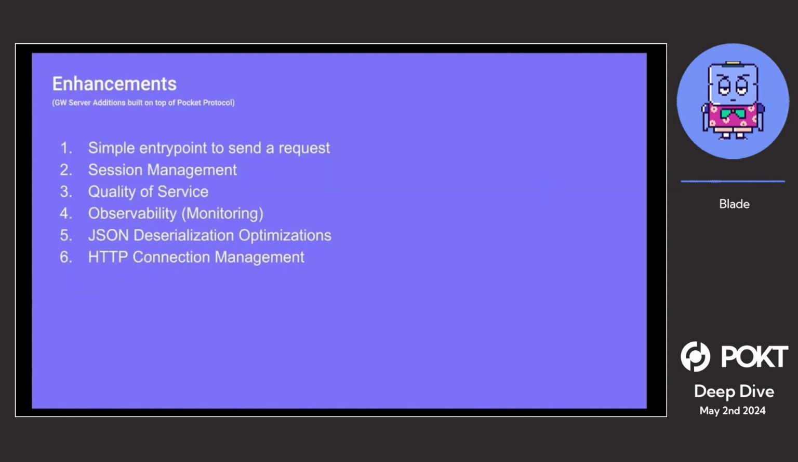And so going into the enhancements that the gateway server also does, it provides a simple HTTP endpoint that you can use to send a request. It does a lot of session management under the hood for you as well, such as grabbing a session from a full node. It does quality of service checks. It provides you metrics, Prometheus metrics, and an endpoint for you to see the latency of your requests. And it has a lot of optimizations to reduce the CPU loads that it takes to run the gateway server, and as well scale to millions and billions of requests at a single time. And so we're going to go through each one of these 1 through 6 and talk a little bit deeper in depth on how it works.